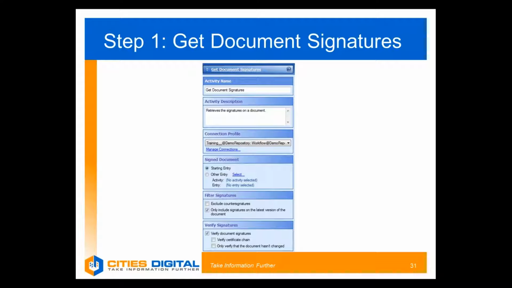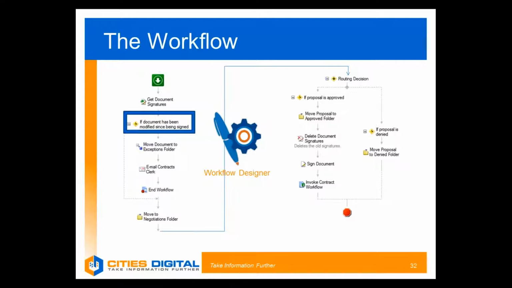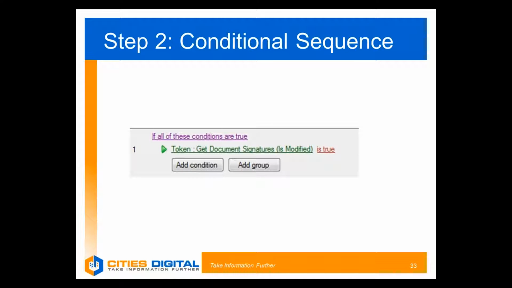This will go to a conditional situation. And basically what we're saying here is if the proposal was modified since it was signed, that would mean that the signature is not valid. And so we have a conditional saying, hey, if the signature is modified is true, we need to go down this exceptions path. And that would end up sending the document into a separate folder for exceptions, and then we would email the contracts clerk.